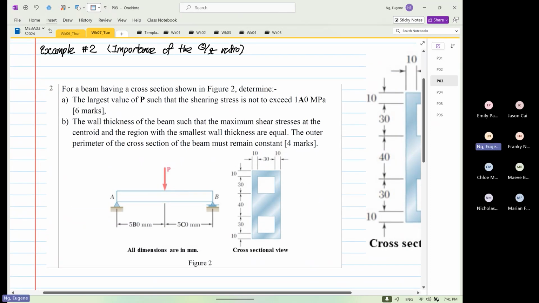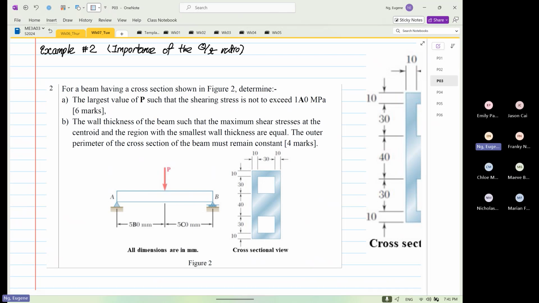So about this problem, we have a beam having a cross-section shown. Determine the largest value of P such that the shearing stress does not exceed, I'll write it out, it's not a value, I apologize, 130 times 10 to the power 6 Pascal. So the first part is straightforward. The second part is the part that needs a bit of thinking.